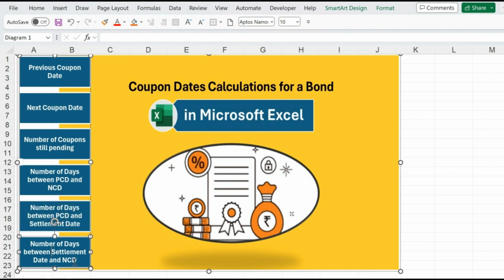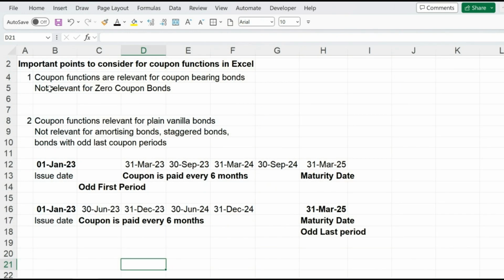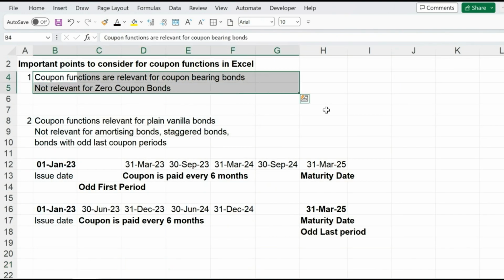And how many number of days are there between the settlement date and the next coupon date? So if you're trading a bond today, then from today till the next coupon date, how many days are there, so that you get to know what is the proportion of the buyer's interest in the entire coupon. Now, before we see these functions, two points that we need to understand and remember. First point is that these coupon functions are only relevant for the coupon bearing bonds. Obviously, zero coupon bonds do not pay the coupon, they do not pay the interest, and that's why these are not relevant for the zero coupon bonds.